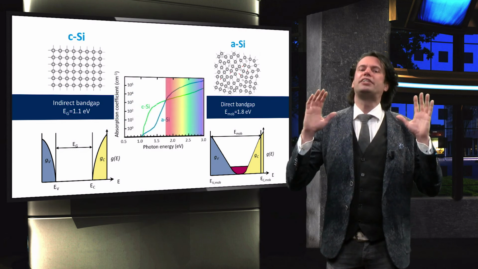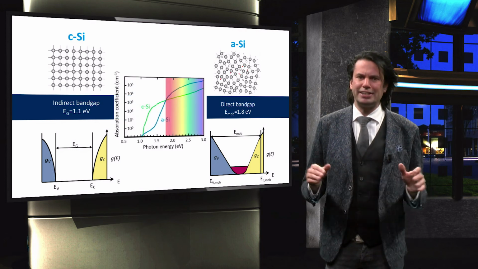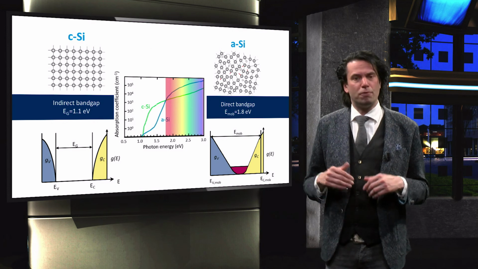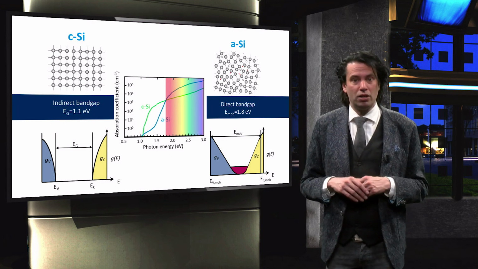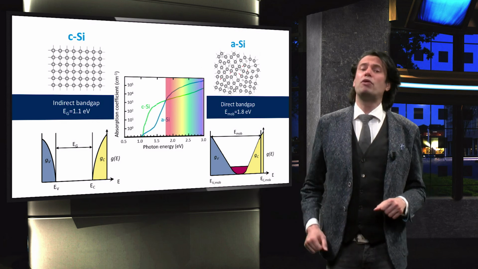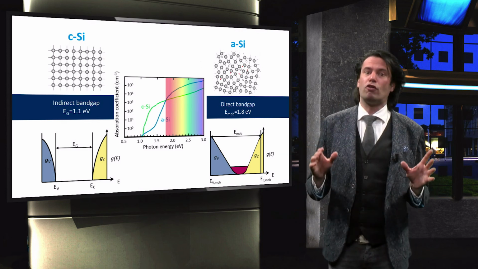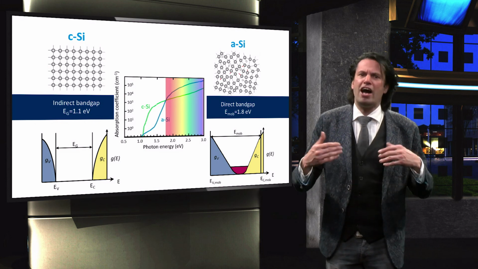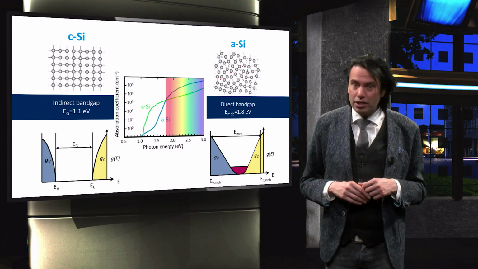Finally, we saw how the direct bandgap of amorphous silicon leads to much higher absorption, of about an order of magnitude, in the visible and ultraviolet parts of the spectrum. In the next video, we will discuss an important consequence of amorphous silicon for the device structure of a thin film silicon solar cell.